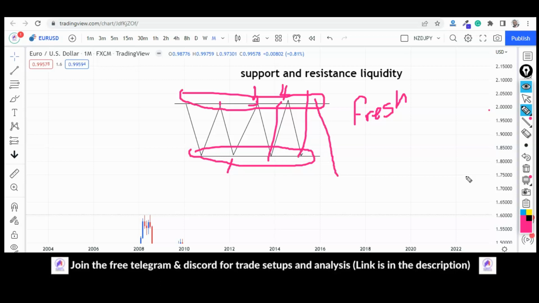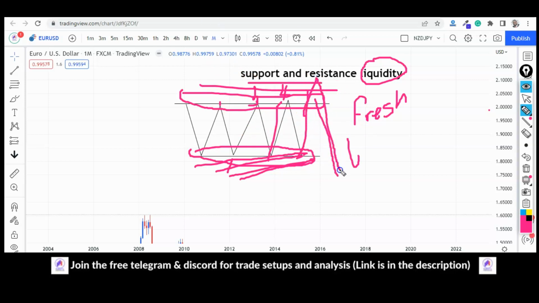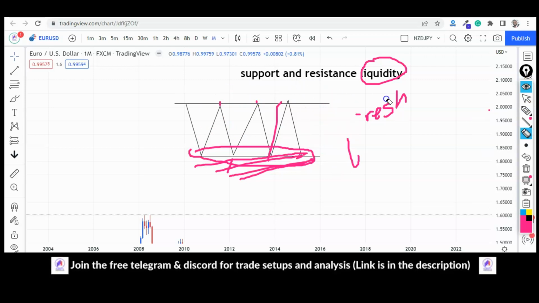The moment a zone or a line has multiple touches, it becomes liquidity. It becomes liquidity for the banks to grab, because they know that a lot of traders will be trading there, keeping their stop losses below that support and above resistance. So when they do that, they will take price, clear out that liquidity before price will move in your intended direction. And that is why most retail traders lose money in the forex market.